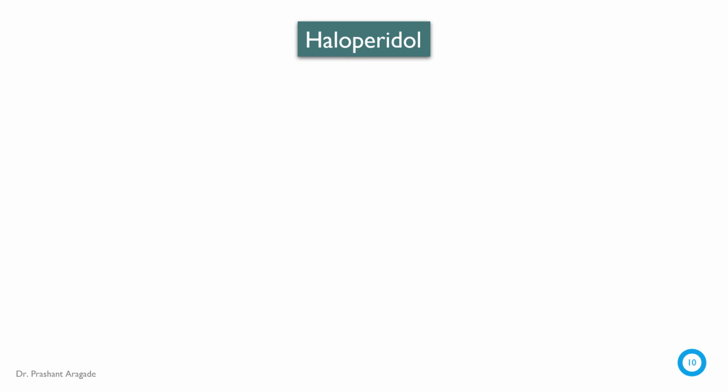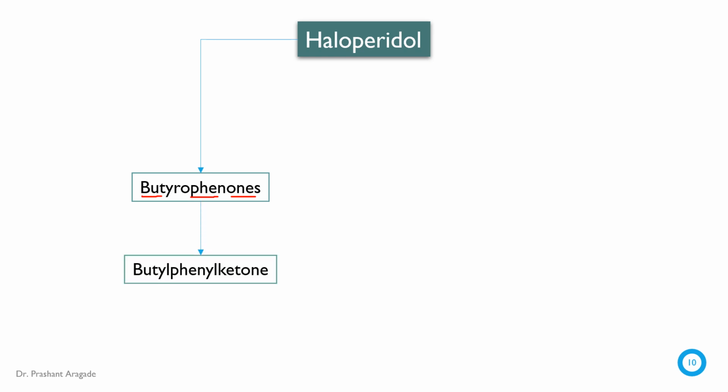You know the chemical class of haloperidol, that is butyrophenones. ONE, the suffix, is used to mention the ketonic functional group. The phen stands for phenyl and but stands for butyl. It means it is nothing but butyl phenyl ketone, just like this. So this portion in the structure of haloperidol represents its chemical class, that is butyl phenyl ketone.